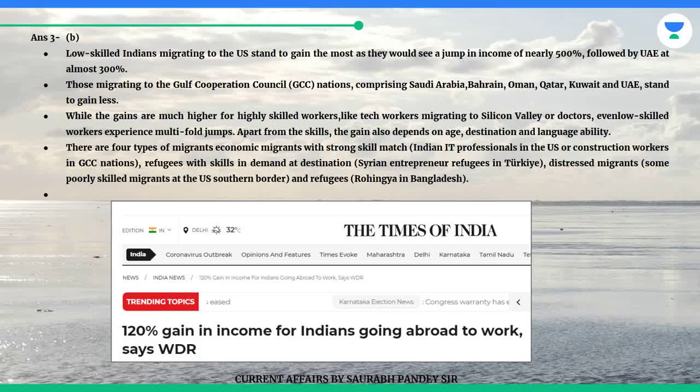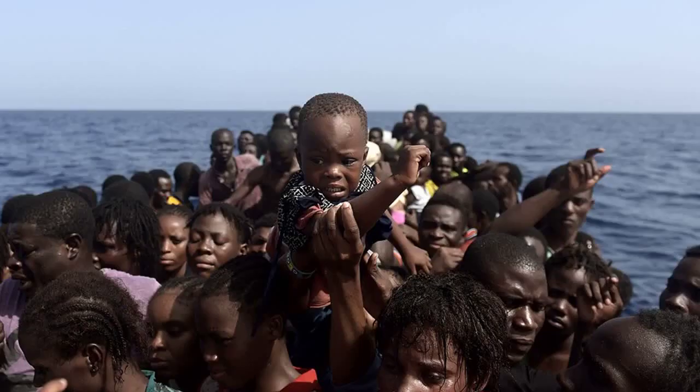There are 4 types of migrants: economic migrants with strong skill match, Indian IT professionals in the US or construction workers in GCC nations; refugees with skills in demand at destination, Syrian entrepreneur refugees in Turkey; distressed migrants, some poorly skilled migrants at the US southern border; and refugees, Rohingya in Bangladesh.